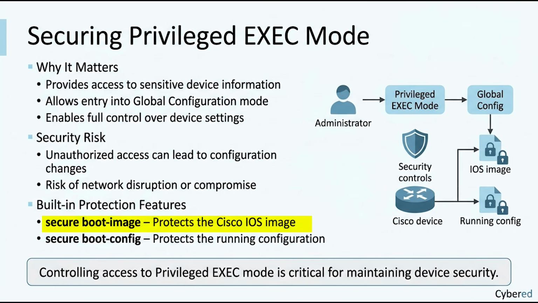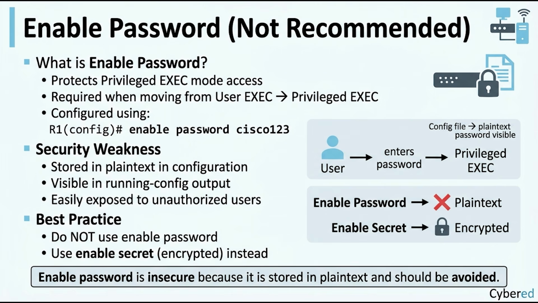Secure boot image prevents a Cisco IOS image from being accidentally or intentionally deleted. And secure boot config protects the running configuration file. One way to protect privileged exec mode is with the enable password command. Here's an example: enable password Cisco123. After this command is configured, users must enter the password when moving from user exec mode to privileged exec mode.